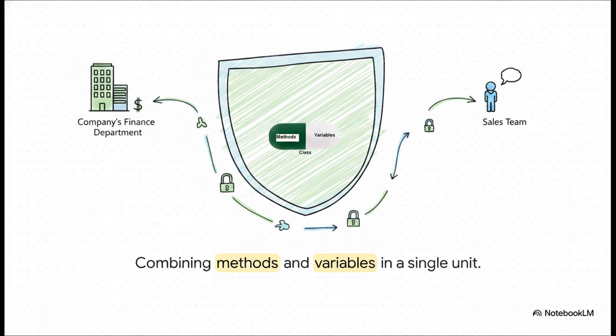But why do we even do this? Well, it's all about data hiding. Think of a company's financial department. They handle the money and strictly restrict direct access from, say, the sales team, right? Encapsulation protects sensitive data in the exact same way. If the sales team needs financial data, they can't just barge in and grab it. They have to go through the proper channels. In our code, those proper channels are your class functions.